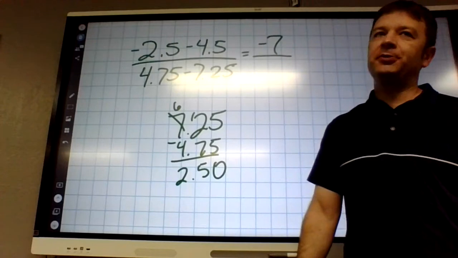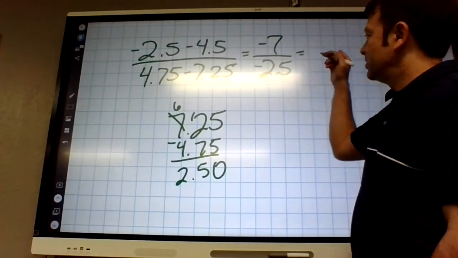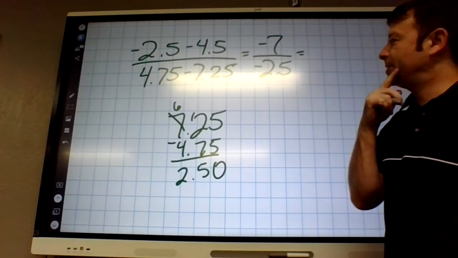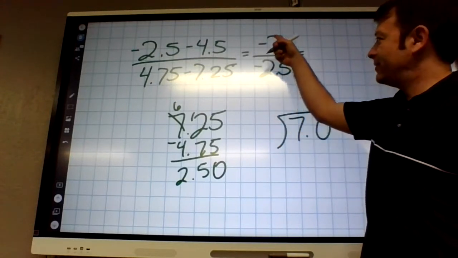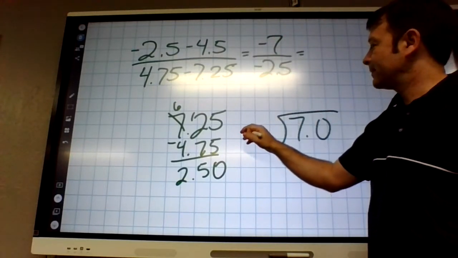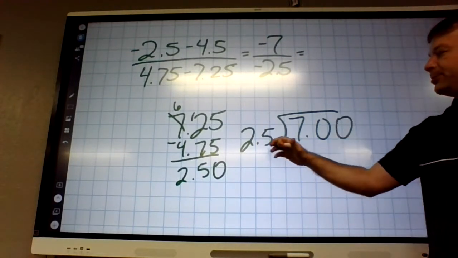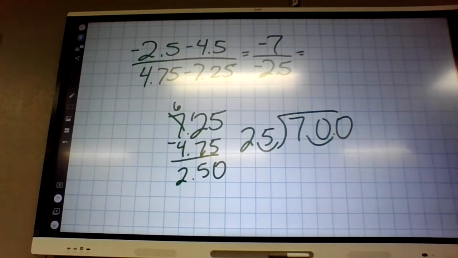So it says 250, but I did it backwards, so it's actually negative 2.5. Yeah, that's probably a good one for the calculator. So it's 7 divided by negative 2.5. Negative divided by negative is positive, right? 7 divided by 2.5 is the same thing as 70 divided by 25.